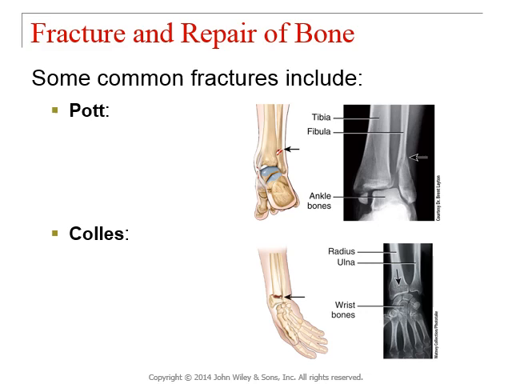Now, Pott's and Colles fractures are very specific for the bone itself. So a Pott's fracture, if you look at the X-ray on the top right-hand corner here, is a fracture of the distal end of the fibula. The fibula is one of your lower leg bones. So you have a distal head. That fracture is usually from what we call an eversion injury.